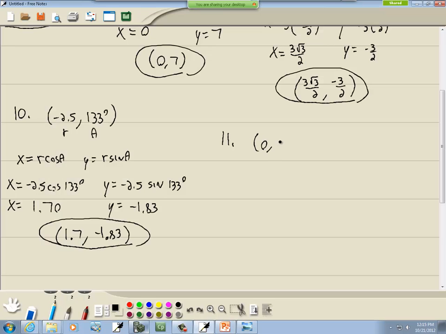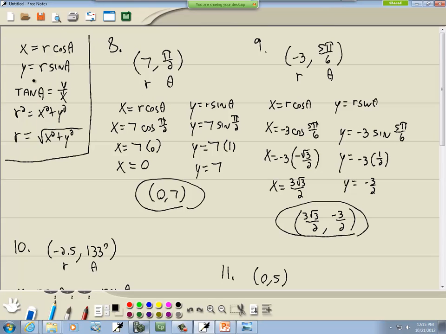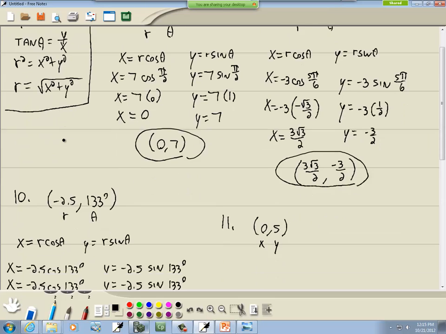So we got 0, 5. Now, what did I say, rectangular? Yeah, they're giving it to us in rectangular, so this is x and this is y. If we go up to our formulas, we got r for one thing. That's very easy to find, so let's do that first.